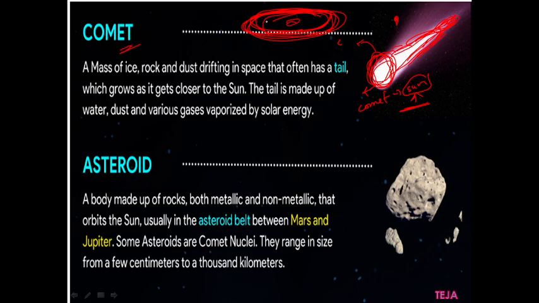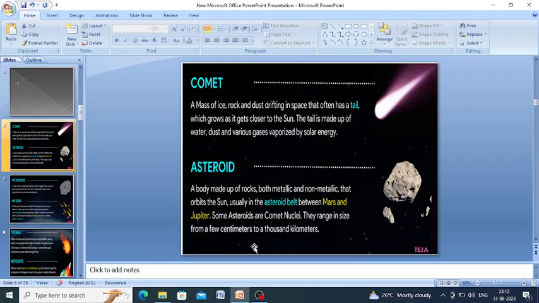Okay, and the next important thing is related to asteroids. See here, you can see, this is a rocky-like substance. Asteroids are called rocky-like substances, and another name for asteroids is planetoids. What is another name of asteroids? They are called planetoids.